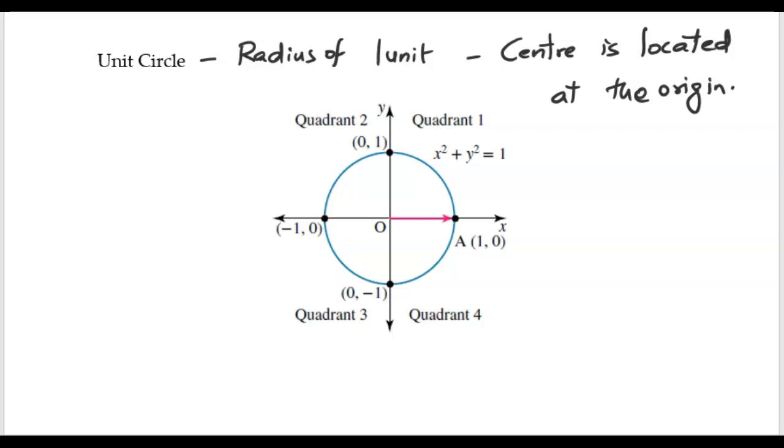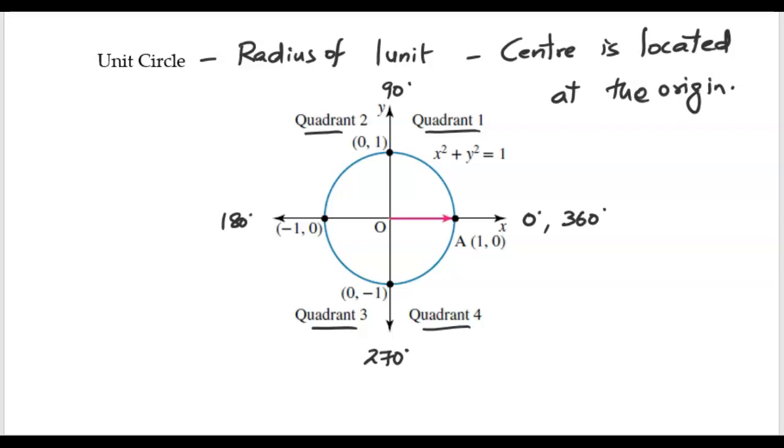Now, some basics: when we draw a Cartesian plane, we split it into 4 quadrants: Quadrant 1, 2, 3, and 4. I'm going to start by marking some angles in this unit circle. We're going to start with the 0 degree angle, and then the top gives us 90 degrees, 180 degrees, 270 degrees, and then 1 complete revolution gives us 360 degrees.